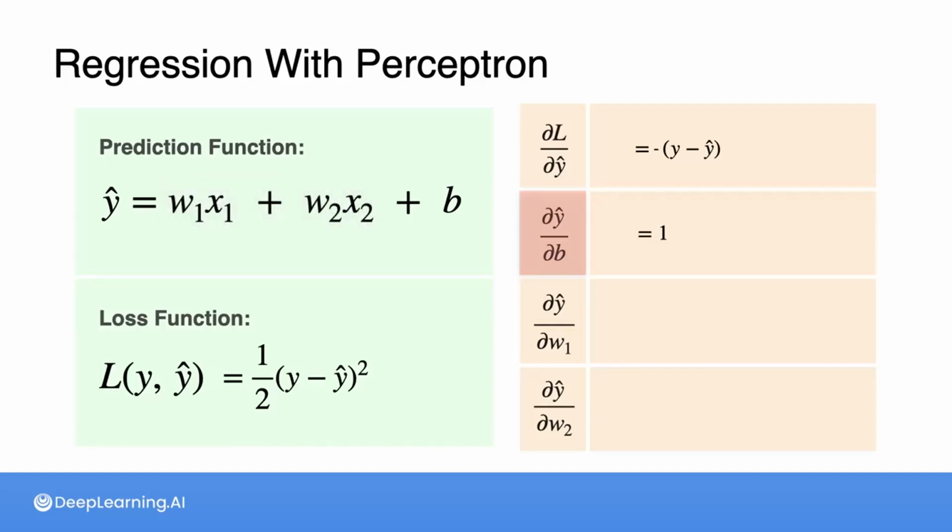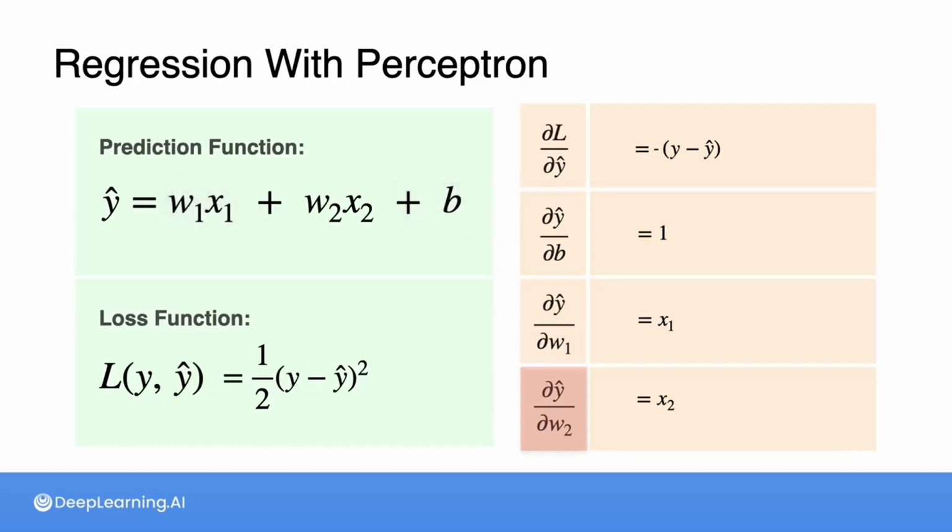What about the next one? ∂ŷ/∂w1. Well, notice that this part is a constant with respect to w1. So this may as well be w1x1 plus 7. And its derivative is simply x1, which is the constant that accompanies w1. And similarly, ∂ŷ/∂w2, this part's a constant, so it's just x2, the constant accompanying w2.